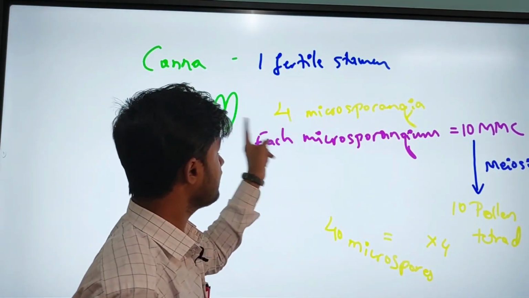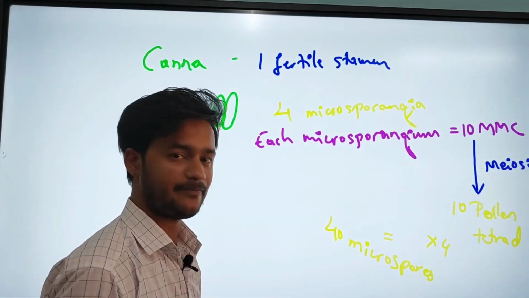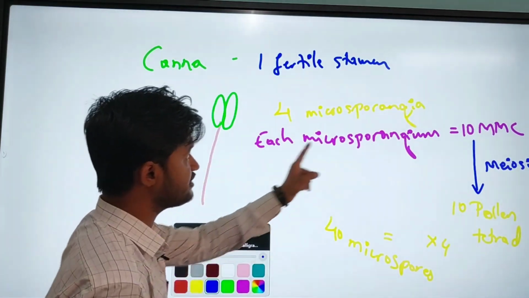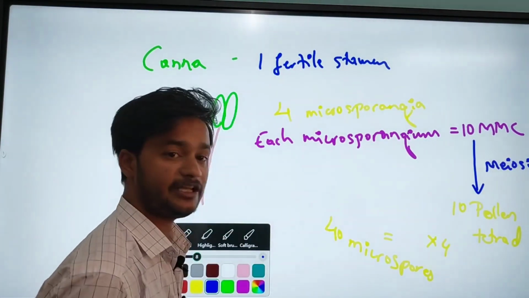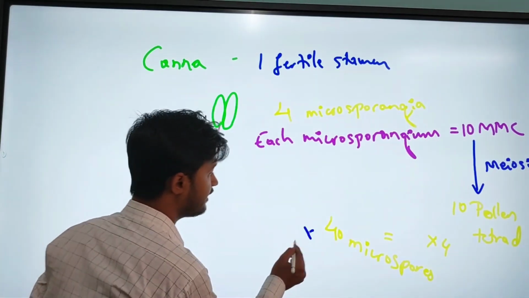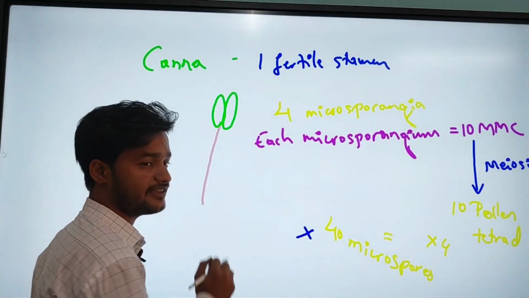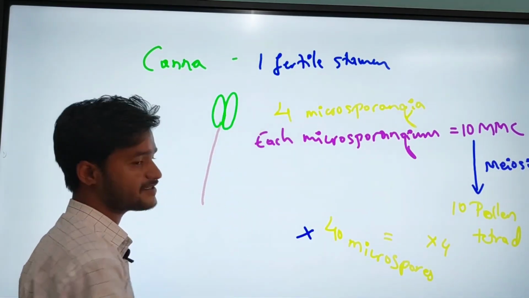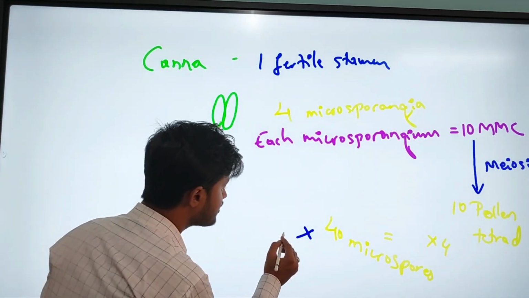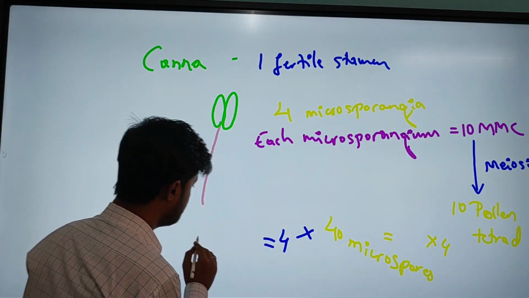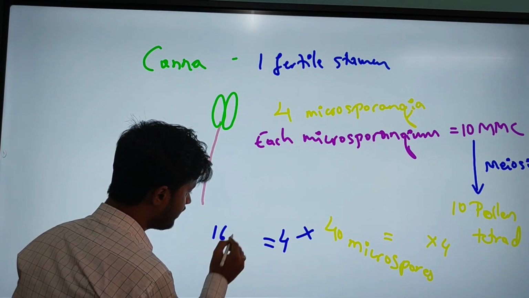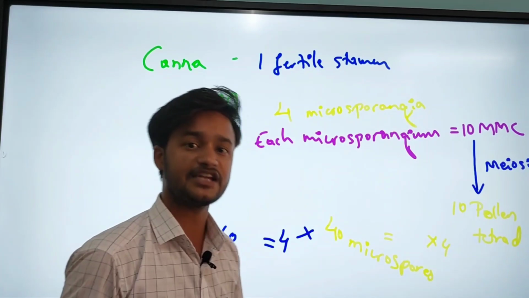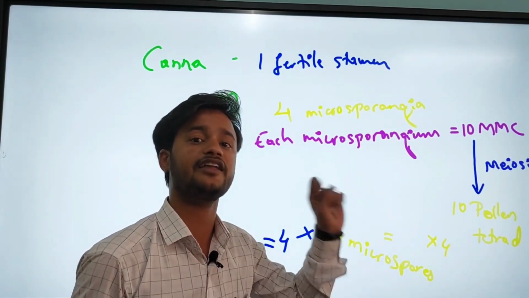So the anther contains 4 microsporangia, and each microsporangium produces 40 microspores or 40 pollen grains. Like that, 4 microsporangia are present in the bilobed, dithecous anther, and only one anther is present in the stamen, only one stamen in the flower of the Canna plant, right? So 40 into 4, that is equal to 160 microspores produced by the one stamen of the Canna plant, right?